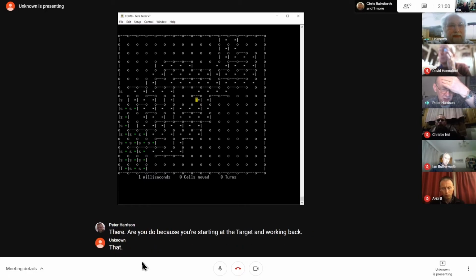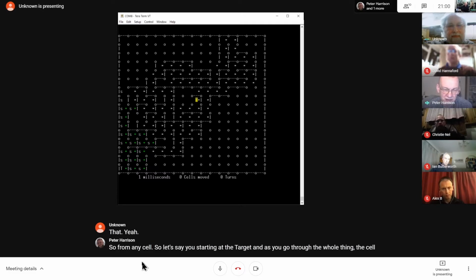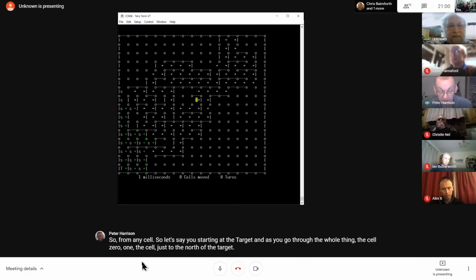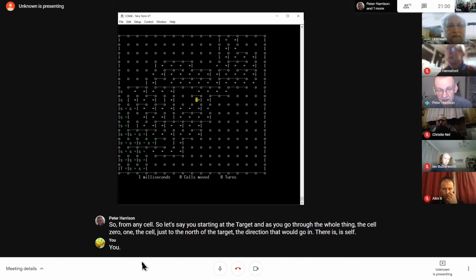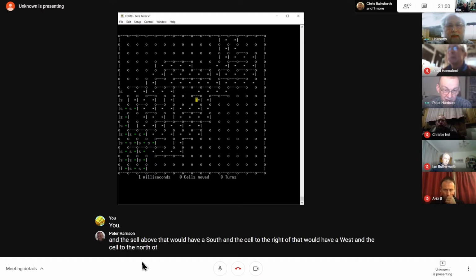So from any cell, let's say you're starting at the target, and as you go through the whole thing, the cell just to the north of the target, the direction that would go in there is south. And the cell above that would have a south. And the cell to the right of that would have a west, and the cell to the north of that would have a south, and so on.